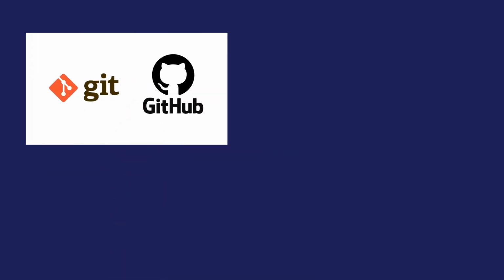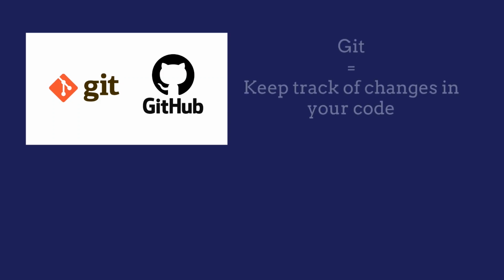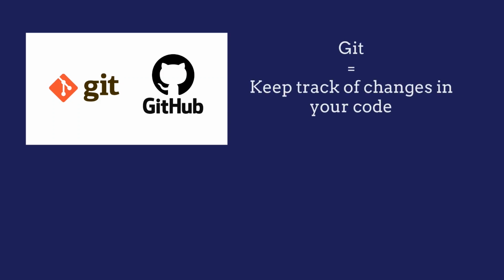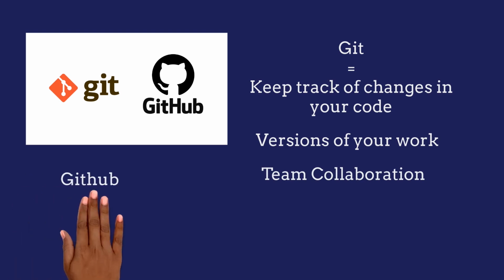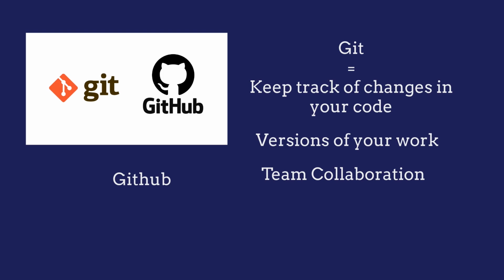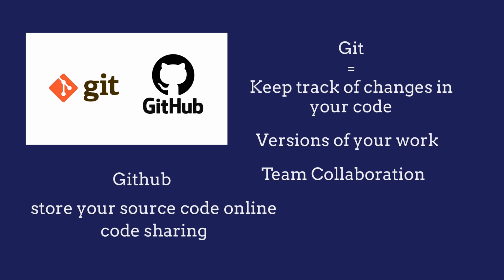Git and GitHub. Git is a tool that helps you keep track of changes in your code. It allows you to save versions of your work and lets multiple people work on the same project without messing up each other's work. GitHub is a website where you can store your Git code online. It makes it easier to share your code with others, work together, and see the changes people make. It also helps you keep your project organized and lets people contribute to your work.